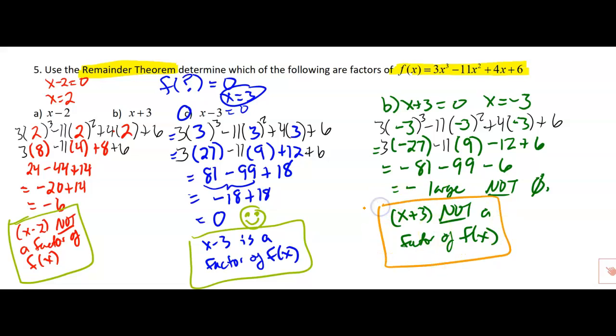Okay, so I had one where I actually did get 0, so that is a factor. And then 2, where I did not get 0 as my answer, so they are not factors. So that is the end of this lesson.